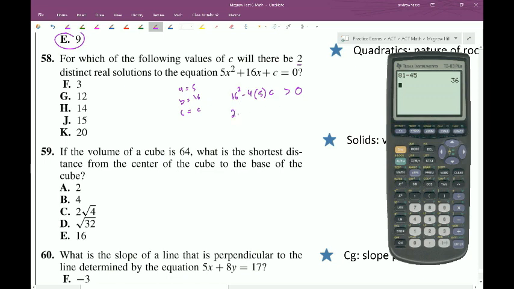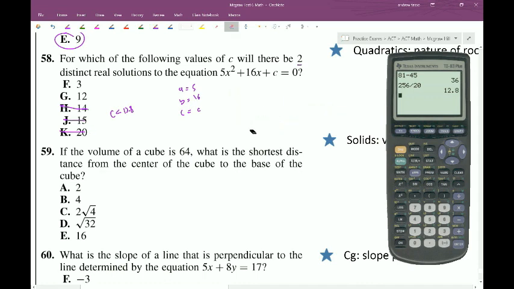So 16 squared is 256 minus 20c greater than 0. So if I add the 20c to the other side, it's 256 is greater than 20c. Divide by 20, and I'll find that c, let's see, divide 256 by 20, 12.8. So 12.8 is greater than c, so c would have to be less than 12.8. So that means it could equal 12, or it could equal 3.